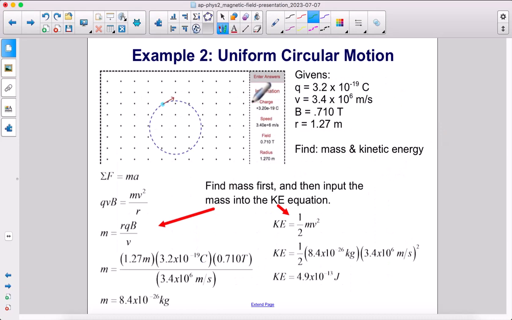Here's an example. So given these givens, which have been rewritten here, find mass and kinetic energy. So just like before, we have F equals ma. The only force is the magnetic force, and the acceleration is centripetal. We can rearrange this equation to solve for mass. Plug in all of your givens, and we get the mass of the particle. Once we have that, we can find the kinetic energy of the particle using 1/2 mv squared. We found m, plug that in here. We were given v, put that here, square it, and we get that the kinetic energy is 4.9 times 10 to the negative 13th joules.